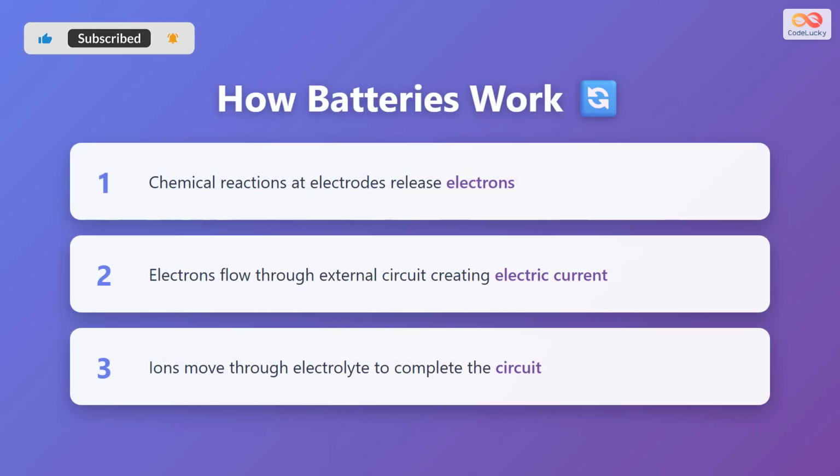Batteries work through a three-step process. First, chemical reactions at the electrodes release electrons. Second, these electrons flow through an external circuit, creating an electric current that powers our devices. Third, ions move through the electrolyte to complete the circuit internally. This continuous flow of electrons and ions is what generates electricity.